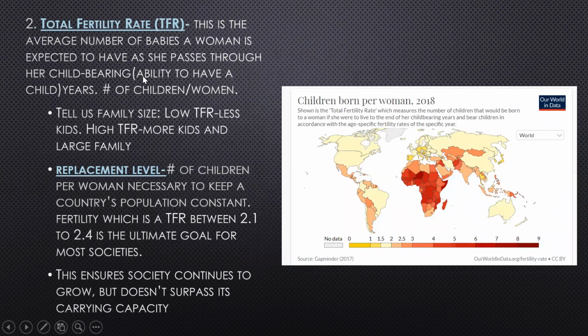The second measure of fertility is the total fertility rate. This is the average number of babies a woman is expected to have as she passes through her childbearing years, so her ability to have a child. Geographers have put that age as 16 to 40. And the total fertility rate is definitely more informative than the crude birth rate, because it's age and gender specific. It provides a better comparison of fertility rates across countries and populations than CBR.